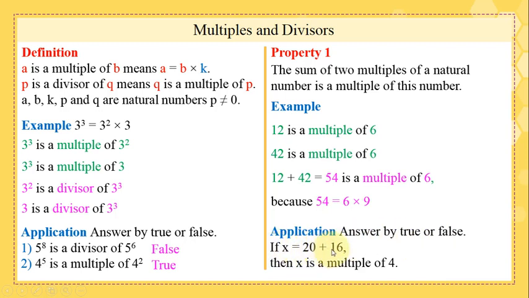Application: answer by true or false. If x equals 20 plus 16, then x is a multiple of 4. Please pause this video to solve this application. This statement is true. x equals 20 plus 16. 20 is a multiple of 4 because 20 equals 5 times 4. 16 is also another multiple of 4 since 16 equals 4 times 4. By referring to property 1, we will obtain that the sum 20 plus 16 is also a multiple of 4. Thus x, which is equal to this value, is a multiple of 4.